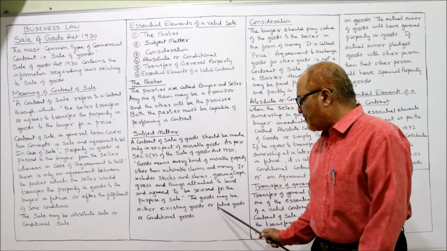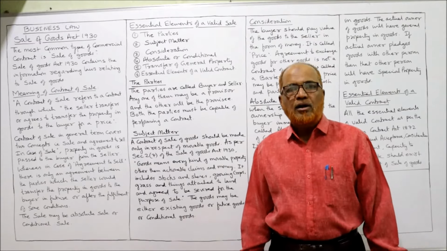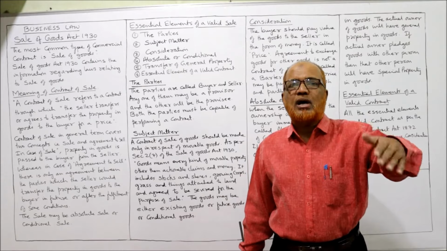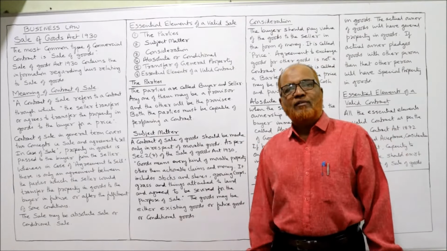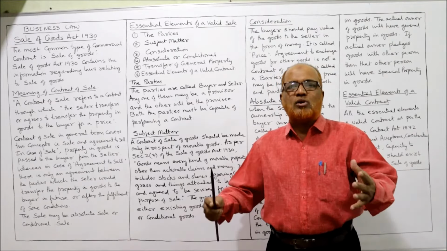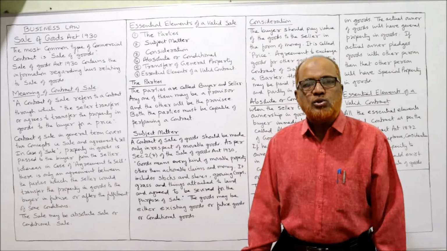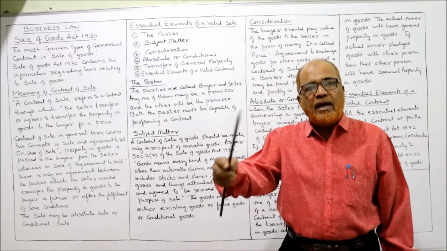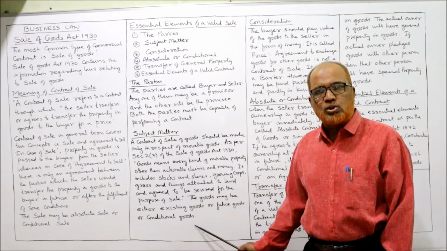Whereas future goods are those goods which are to be produced. First of all, an agreement is made, and later on the goods are going to be produced; those are called future goods. Example, if you go to a furniture shop and ask the carpenter to make a sofa set for you, you want to buy, he wants to sell, but the goods do not exist right now. He will make the goods after you give the order. That is called future goods.